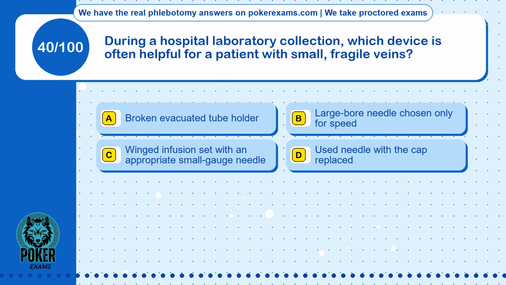Question 40. During a hospital laboratory collection, which device is often helpful for a patient with small, fragile veins? Option A, broken evacuated tube holder. Option B, large bore needle chosen only for speed. Option C, winged infusion set with an appropriate small gauge needle. Option D, used needle with the cap replaced.